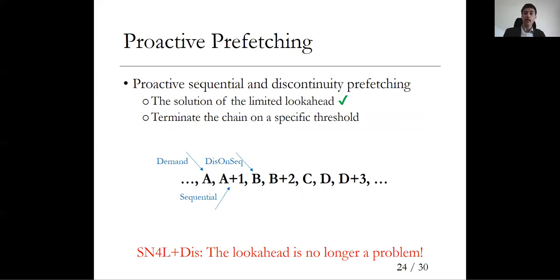B again can trigger the sequential prefetcher, and the sequential prefetcher identifies that B plus one is useless. However, B plus two is useful, so it prefetches B plus two, and B plus two can again trigger the discontinuity prefetcher, which prefetches C. The discontinuity prefetcher can trigger itself and prefetch D, and it can also trigger the sequential prefetcher, which prefetches D plus three, and does not prefetch D plus one and D plus two, because it identifies them as useless. This way, we can go far ahead of the current execution point, and we can eliminate the timeliness problem of the sequential and discontinuity prefetchers.